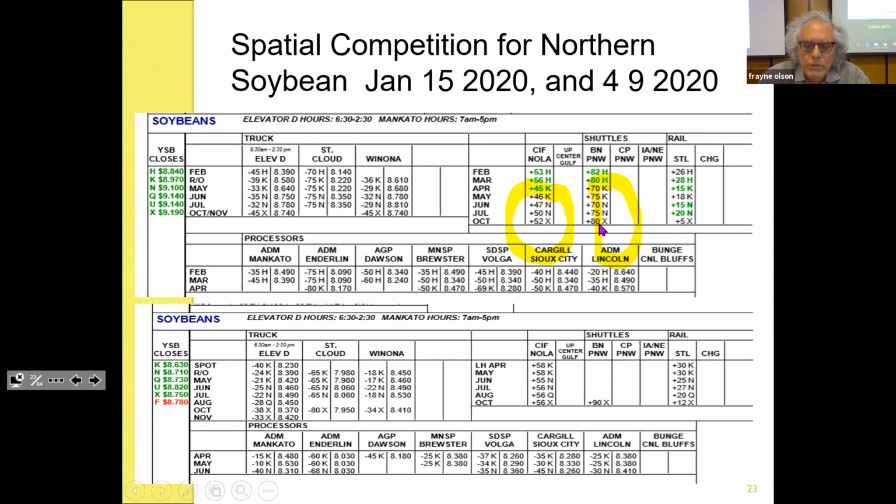So those are bids to buy delivered Portland. We call it track Portland price. So I think that's pretty important that at that time in January, they were putting out bids to buy for every single month.